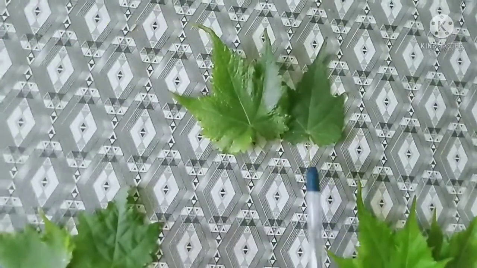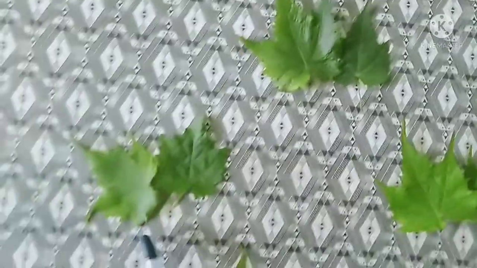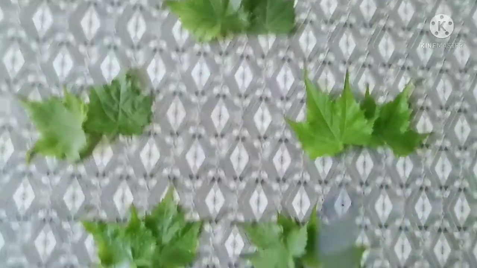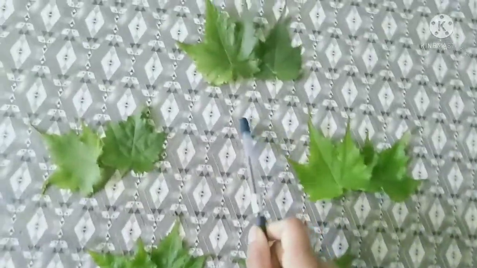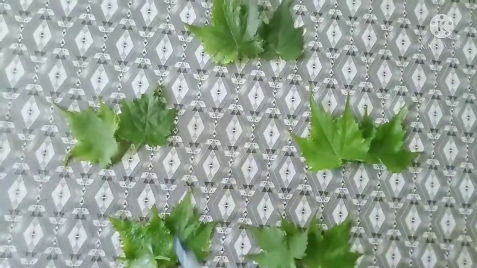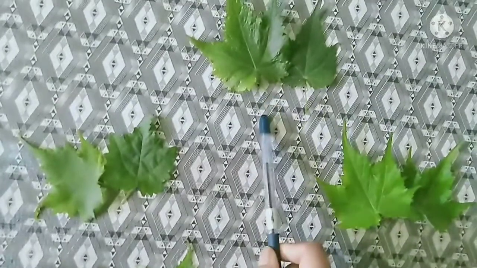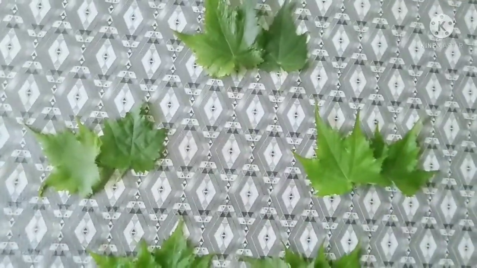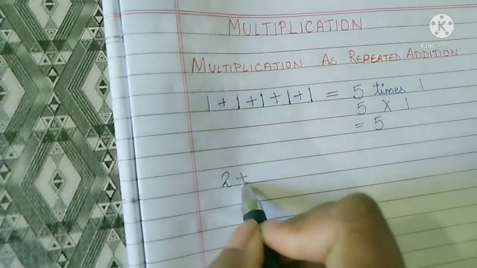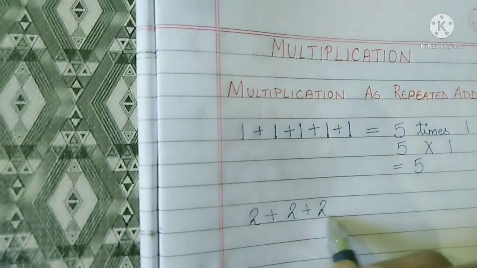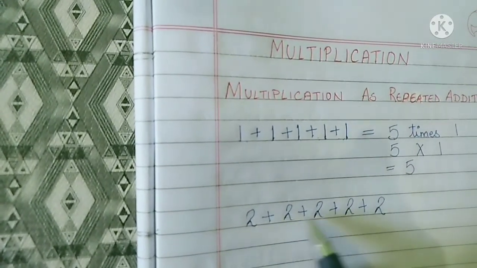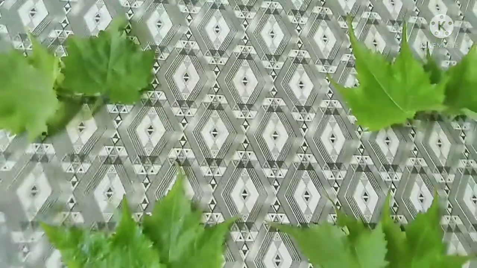Next example. In one group, this is group 1, there are 2 leaves. In the second group there are 2 leaves. In the third group 2 leaves. Fourth and fifth, that means a total of 5 groups. There are 5 groups and in one group there are 2 leaves. That means we will write 2 plus 2 plus 2 plus 2 plus 2, because we had 5 groups.